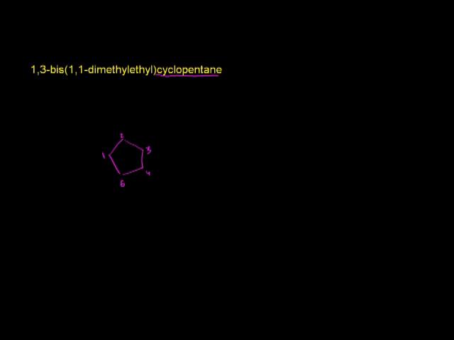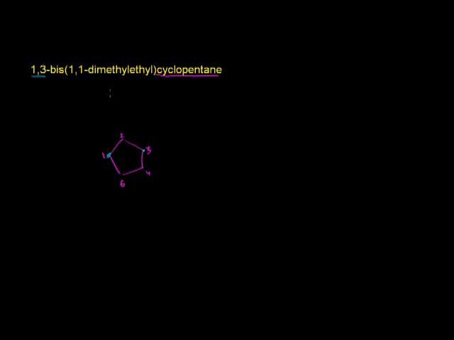And this is telling us that at the 1 and 3 position, we have, and the bis is kind of redundant. This is saying we have 2 of these things. So obviously we have 2. We have 1 at the 1, 1 at the 3. So you can kind of ignore the bis. That's just the convention, and we've seen that multiple times. But at each of those positions, we have a 1,1 dimethyl ethyl.